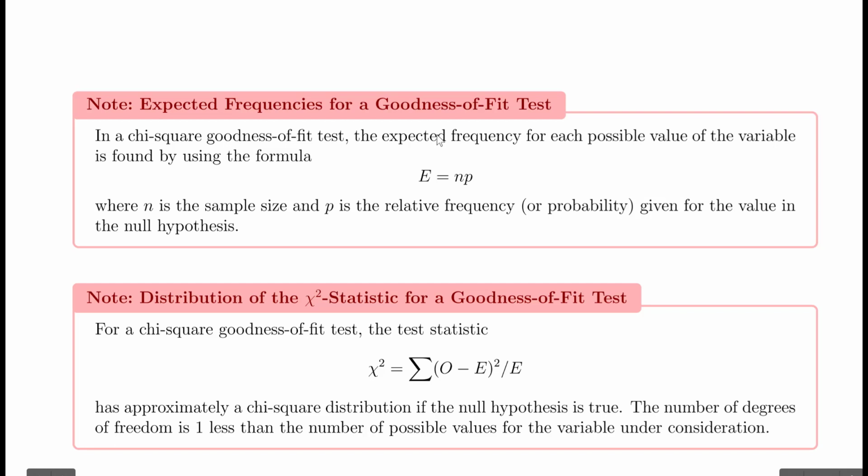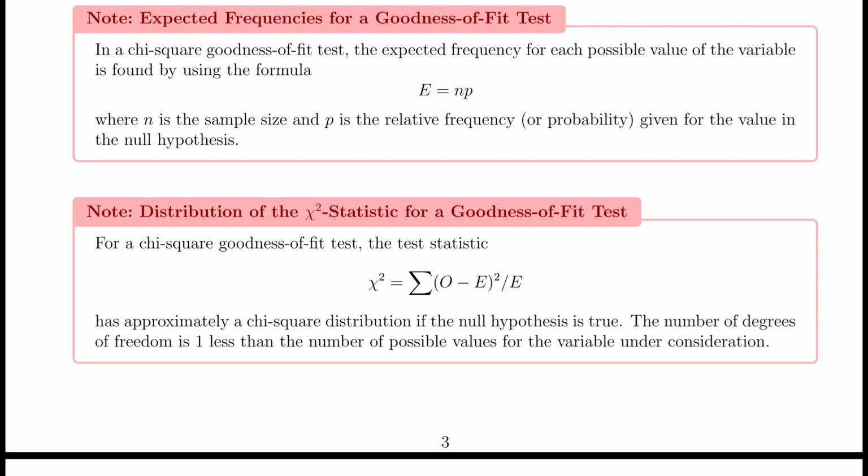Here we have just a couple of notes before we go into completing the test. The expected frequency is the sample size times the relative frequency. That's what we've done in that table, and that's why I used that table. It's a lot easier to do that using Google Sheets than it is to do all these by hand. And then you have the distribution for the test statistic. Chi-squared is equal to the sum of the observed value minus the expected value quantity squared, divided by the expected values. That's what we did in that last column on the Google Sheet.